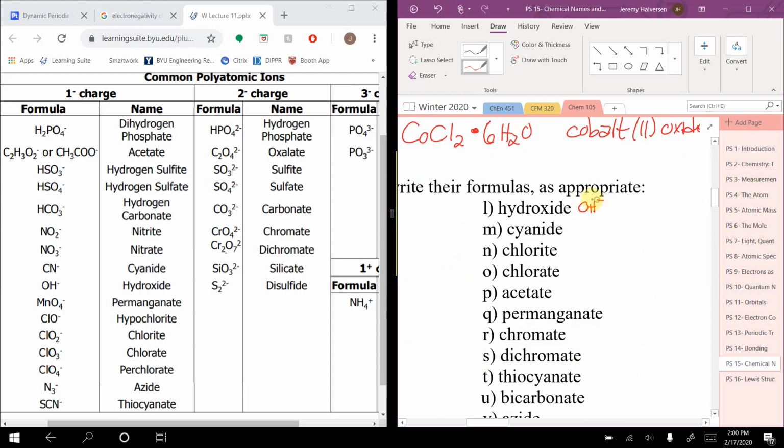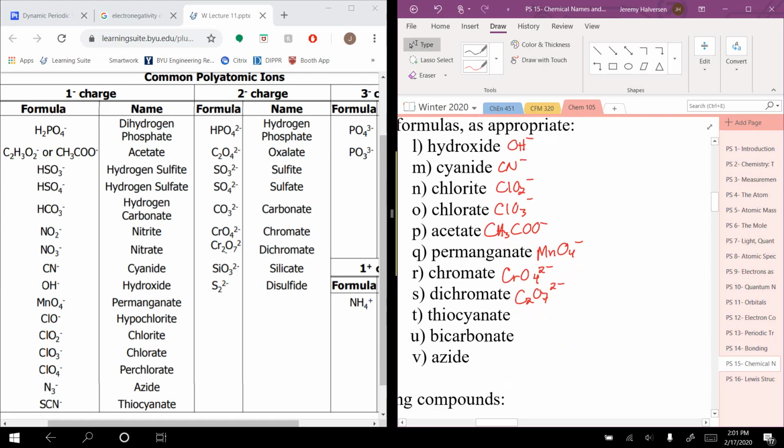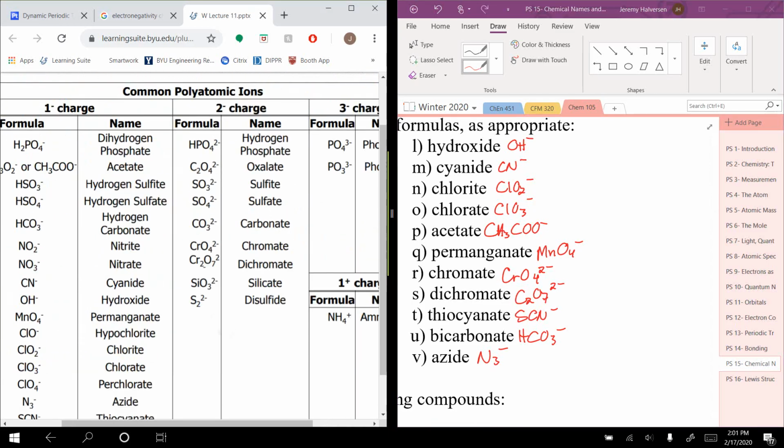Hydroxide is OH minus, cyanide is CN minus, ClO2 minus for chlorite, and ClO3 minus for chlorate. Acetate again, CH3COO minus is the more common way to write it. Permanganate, MnO4 minus. Chromate is CrO4 2 minus. Dichromate, Cr2O7 2 minus. Thiocyanate, SCN minus. Bicarbonate, HCO3 minus, and azide is an N3 minus. Again, if you're in BYU's Chem 105 class, you really care about these ones that are on this table, which is available online.